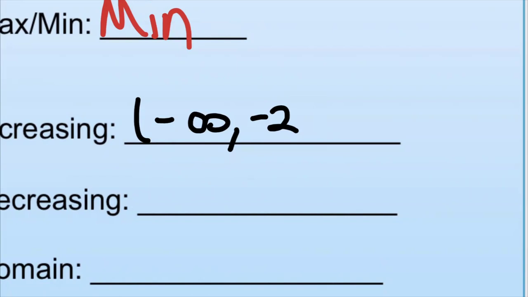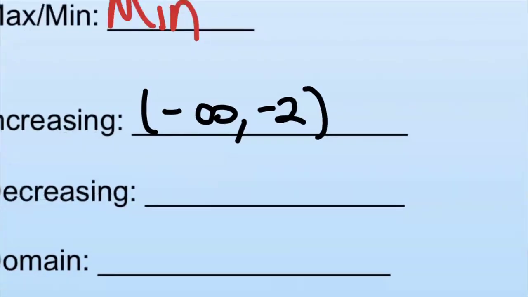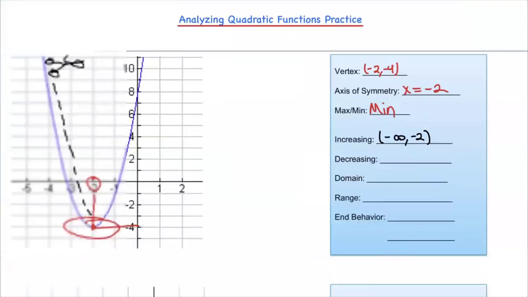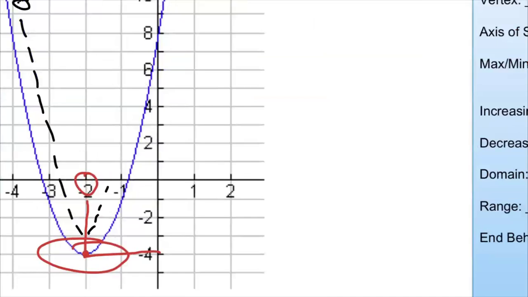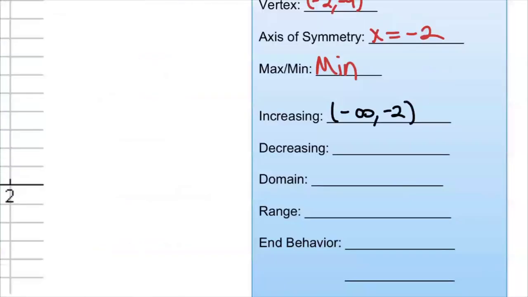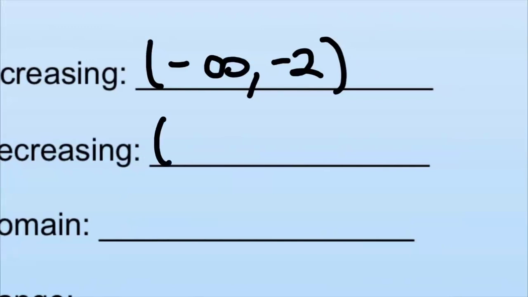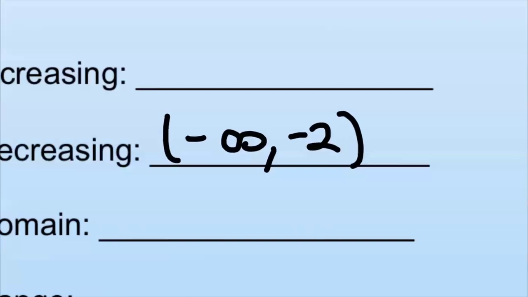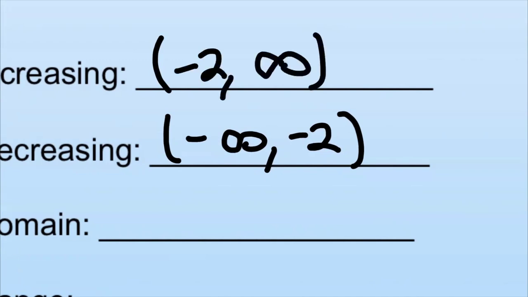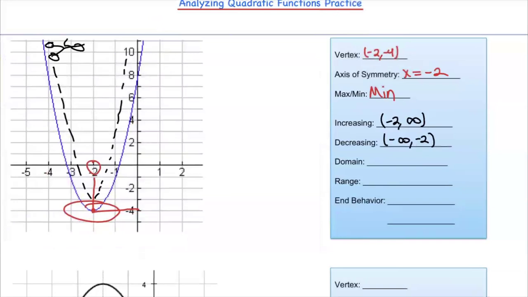Sorry, thinking of the wrong thing. Including is for domain and range. It goes to -2. Oh, I put these in the wrong order. He decreases first. And then he's going back up, so he's going from -2 to infinity. I was getting ahead of myself. So that's for our increasing and decreasing.